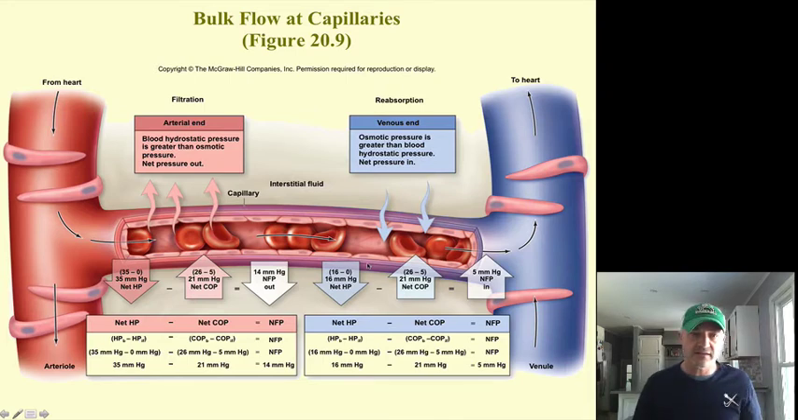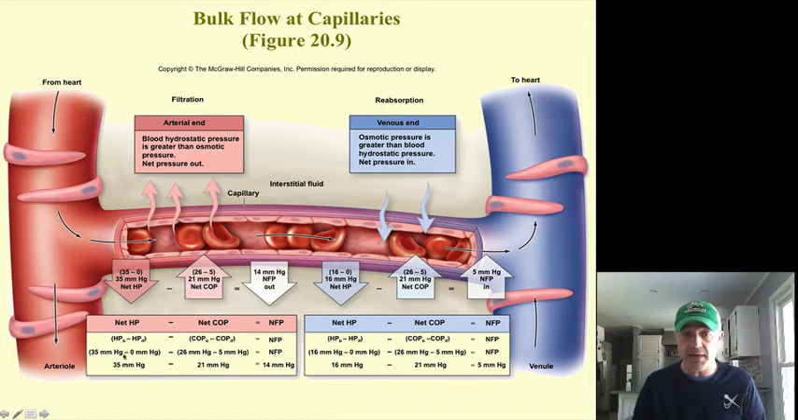What we're seeing is the competition of these different forces. We've talked about that hydrostatic pressure and what it's doing at that arterial end. We talked about the hydrostatic pressure of the blood versus that of the interstitial fluid. Under normal physiologic conditions, the hydrostatic pressure of the blood is about 35 millimeters of mercury, and the interstitial fluid really doesn't have much of a hydrostatic pressure.